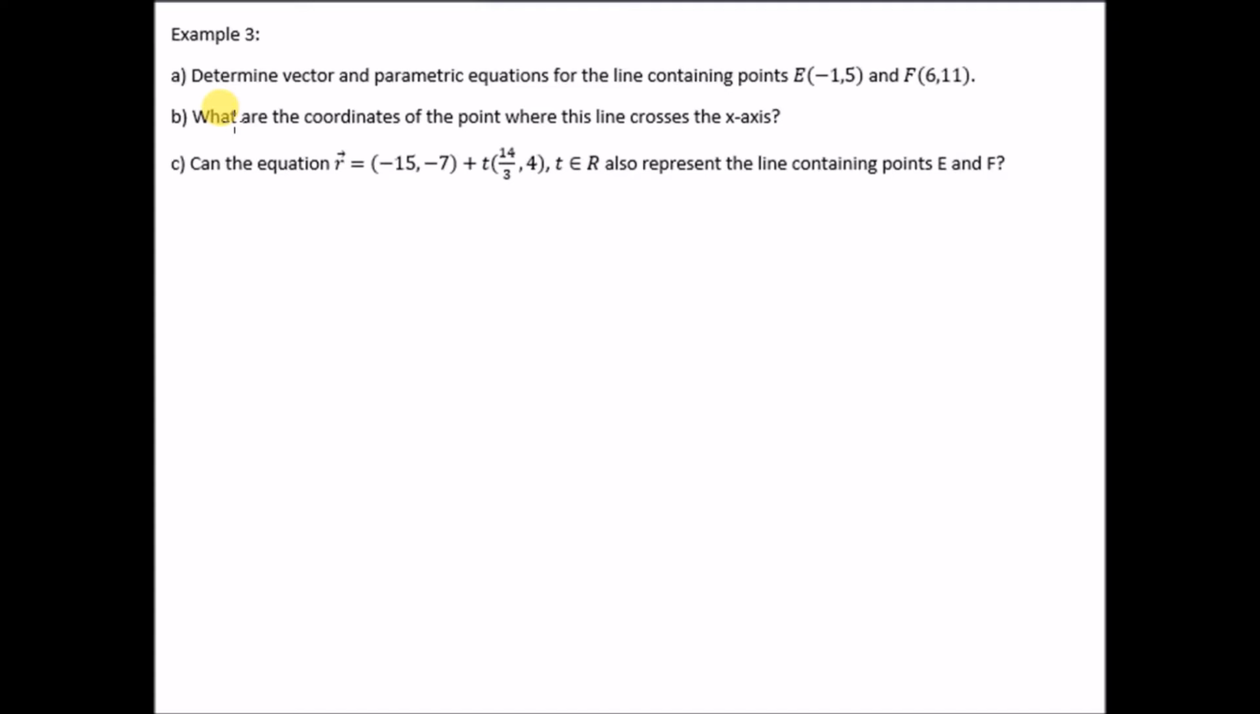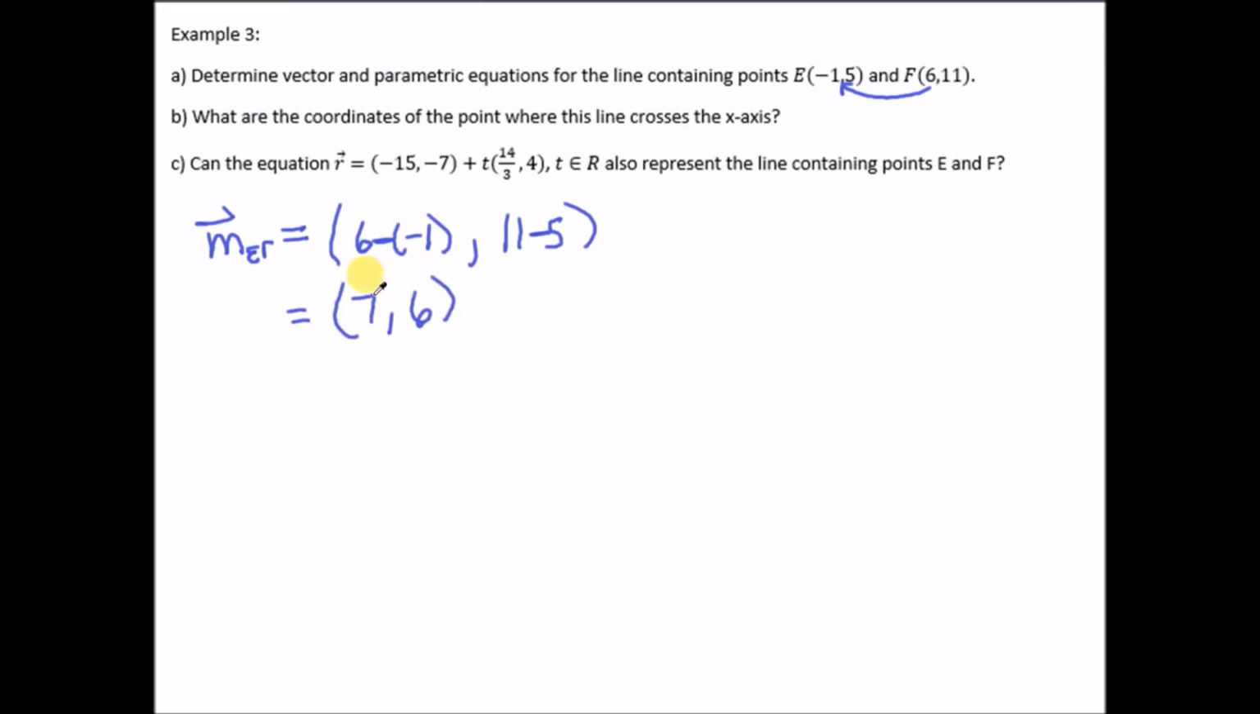So example 3, determine vector and parametric equations for the line containing the points E and F. First what we want to do is find a direction vector. So let's call direction vector M. It's actually going to be EF. So we're going to subtract the 6 minus -1, comma, and then the 11 minus 5. So I get 7, 6. So this is the direction vector.